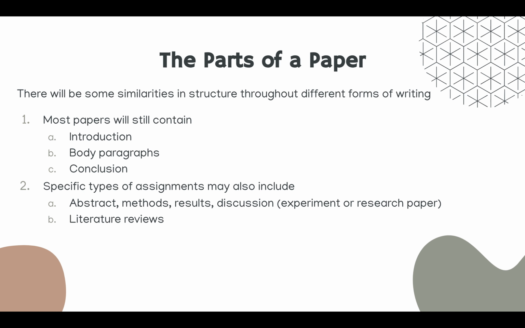In relation to that, there will still be many of the same parts throughout forms of writing, like in the 5-paragraph essay. Most papers will still contain an introduction, body paragraphs, and conclusion. They may be called different things. Specific types of assignments may also include an abstract, methods, results, and discussion sections for experimental and scientific research papers, or literature reviews, which are extensive looks at other people's literature or works.